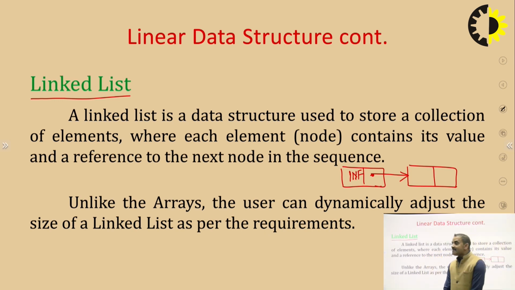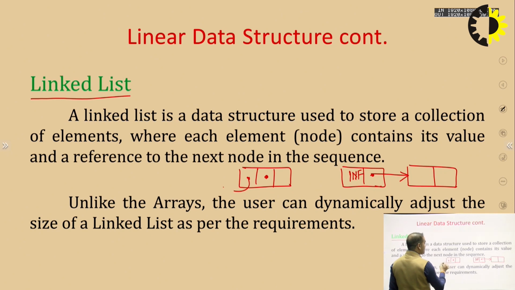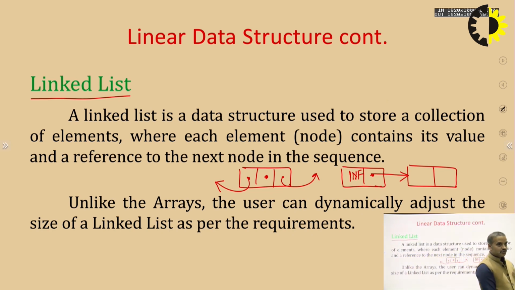So the linked list is divided into different types: singly linked list and doubly linked list. In a doubly linked list, each node is divided into three parts. The first part contains the address of the previous node, the middle part contains information, and the third part contains the address of the next node. Such a collection of nodes is called a doubly linked list. So we can define a linked list easily.